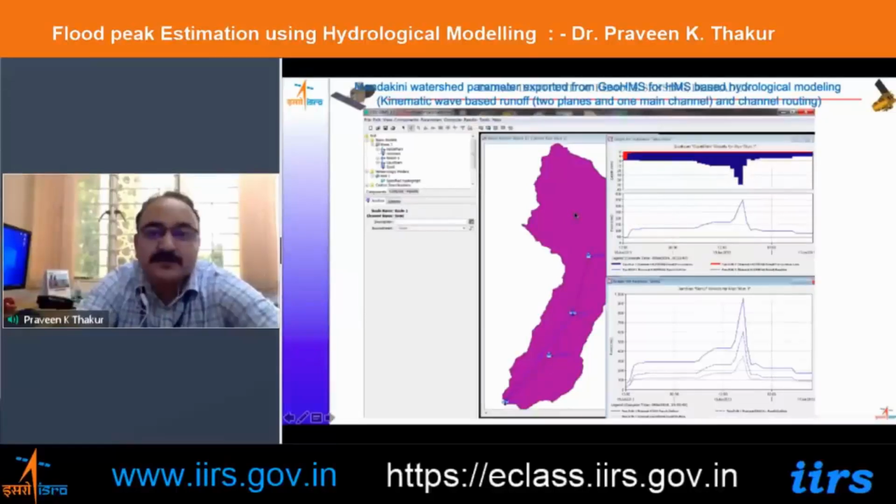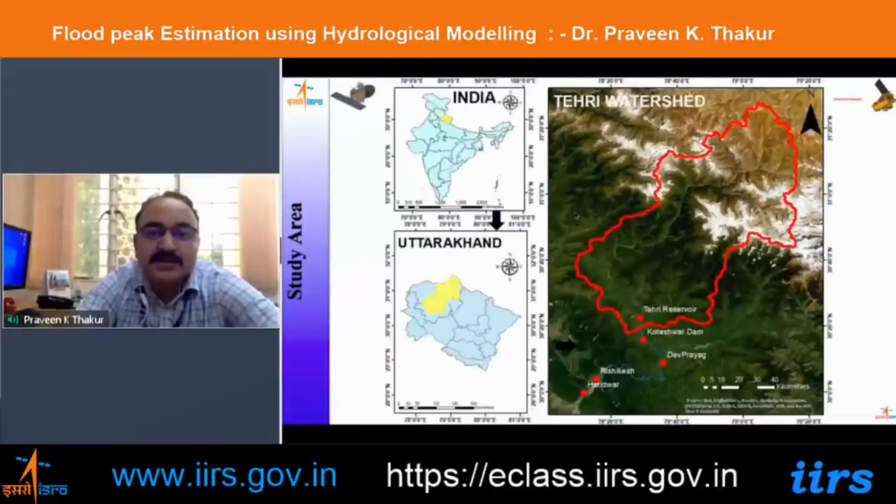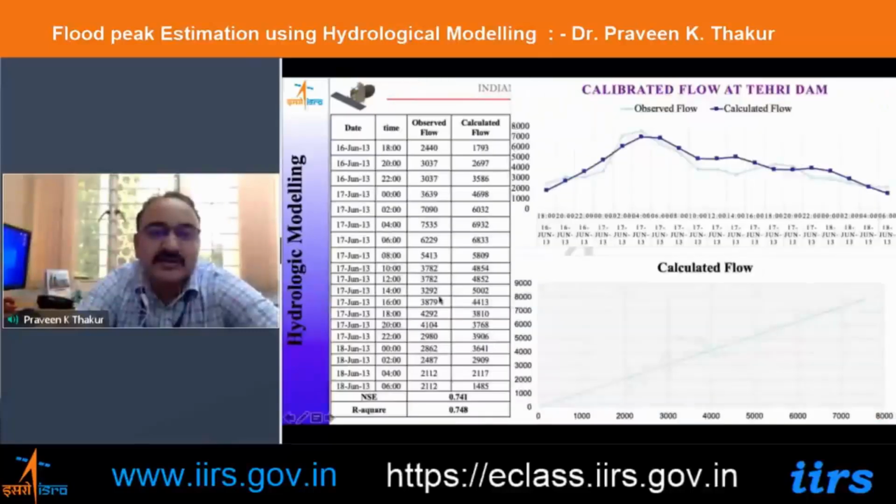The same study was extended to estimate the peak flow rates, the inflow rates, into the Tehri reservoir. For 15th to 18th July, this is the observed flow, and this is the simulated flow that we have estimated using the SCS curve number method.